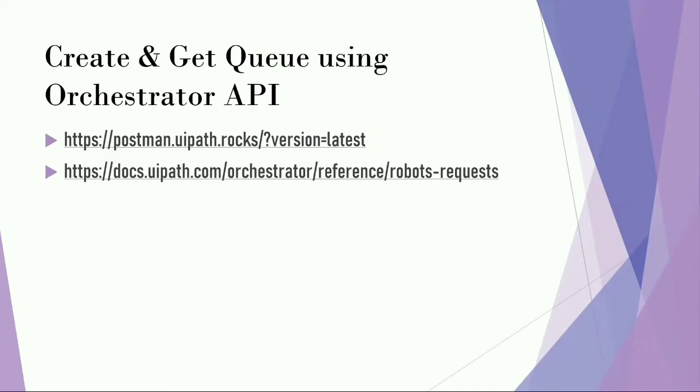Now we have seen how we can create the queue from Studio with the help of the orchestrator HTTP request activity, but we can also get the queue details that are available on our orchestrator by using the orchestrator HTTP request activity. So let's go ahead and check how we can get the queue details.